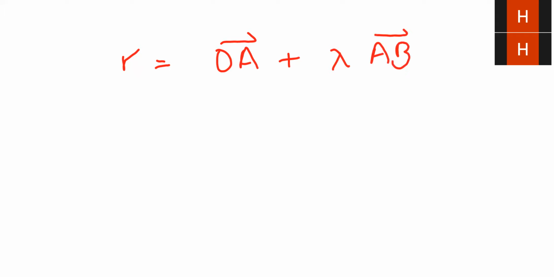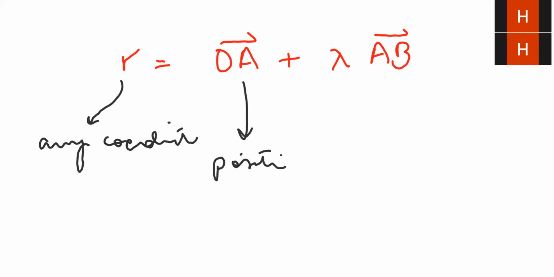So the general form of the vector equation is r equals OA plus lambda AB, where r represents any coordinate that we're going to find from our equation. OA is your position vector, any position vector. You can even use OB over here.